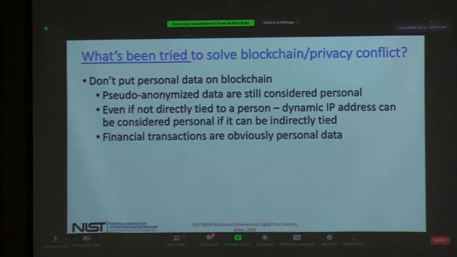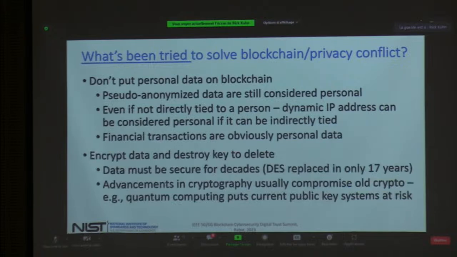One of the most common recommendations is this. People will say, well, don't put private data on the blockchain. The problem there is that, as noted, pseudo-anonymized data is still considered personal, even if it's something as indirect as a dynamic IP address that can be traced back to that user at a particular time. And the other point is that blockchains are typically used in financial transactions, and that is obviously personal data.